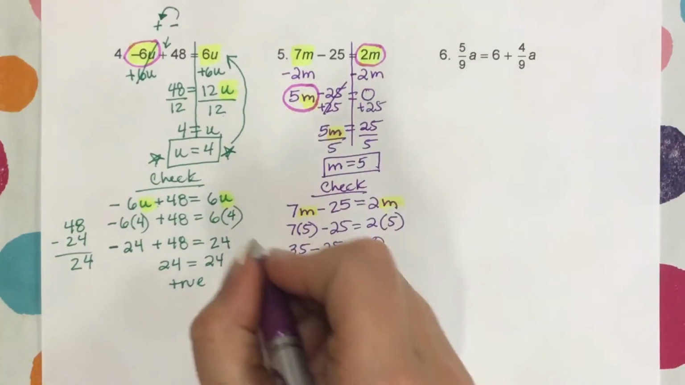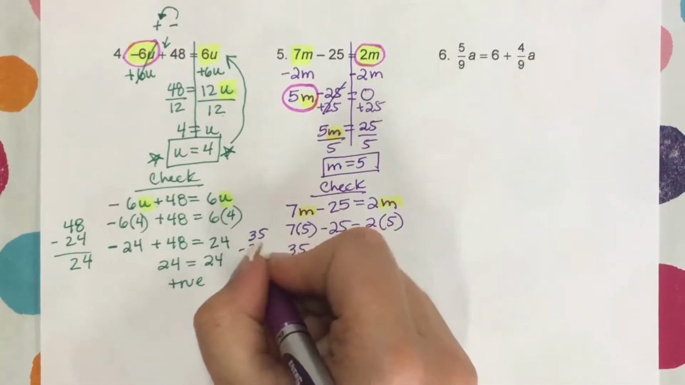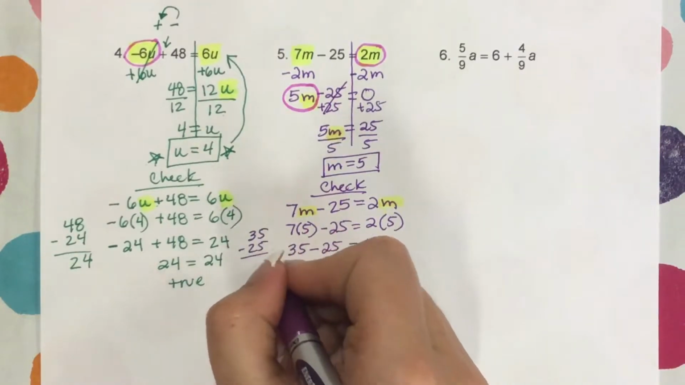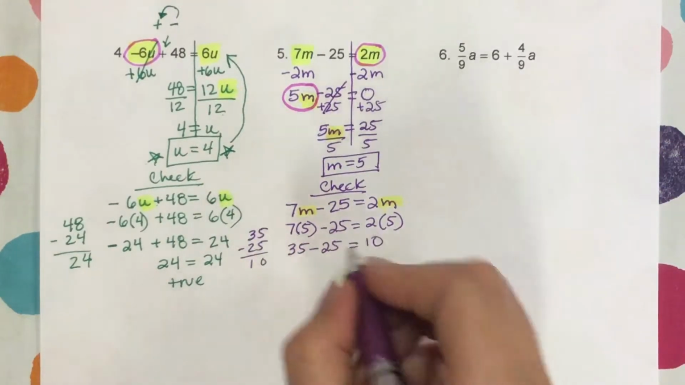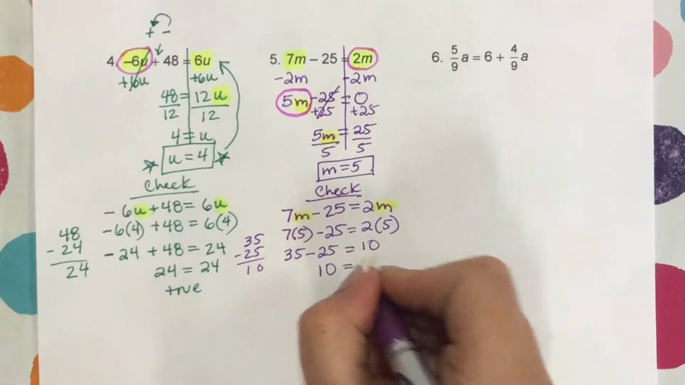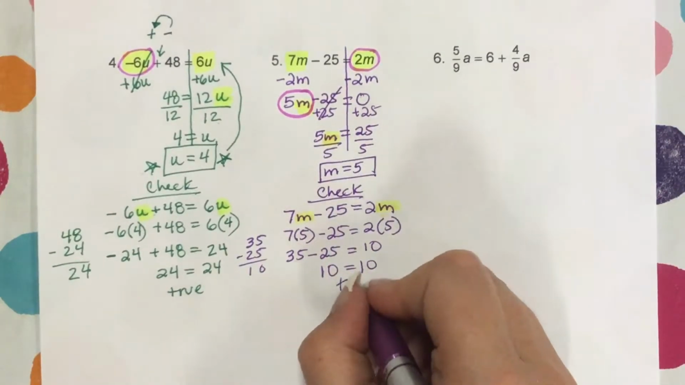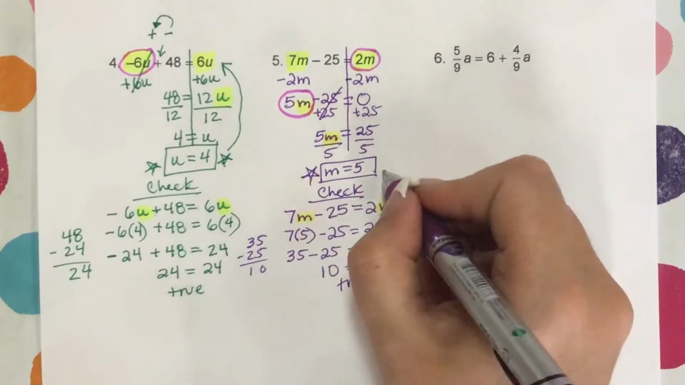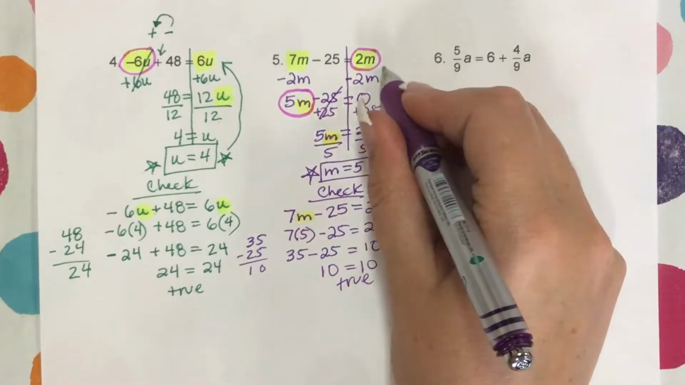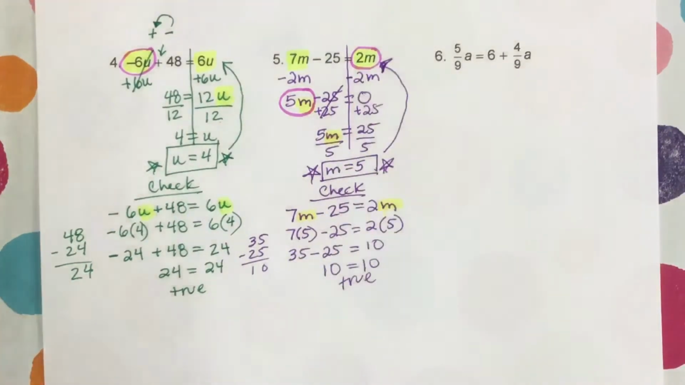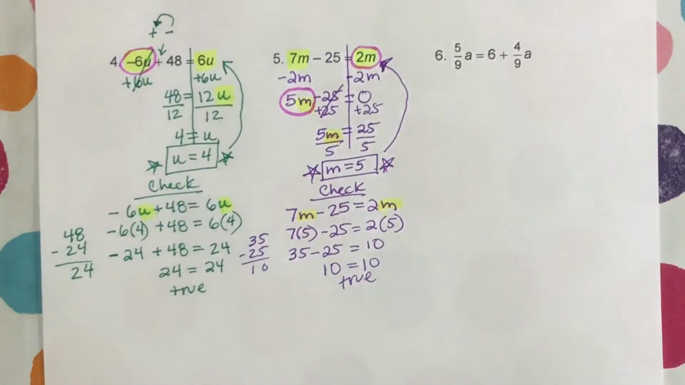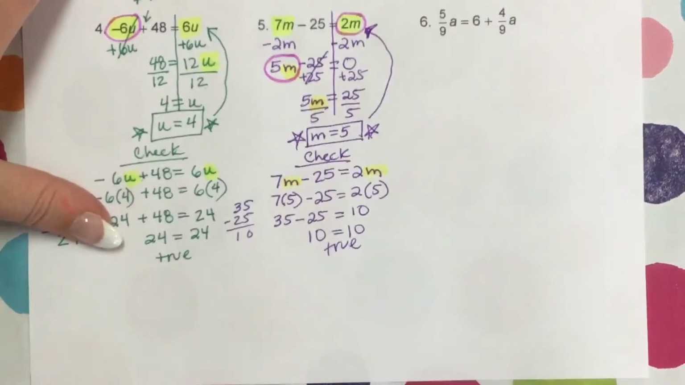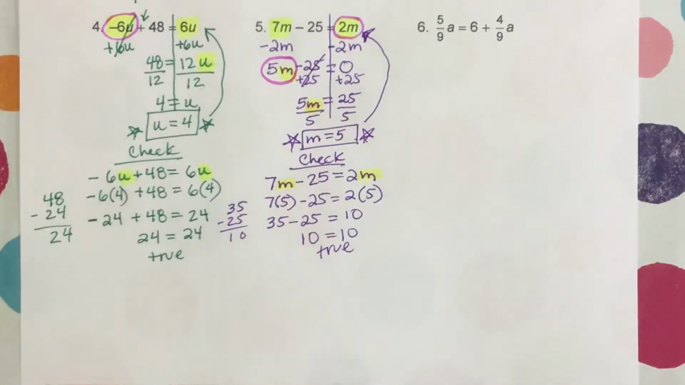35 minus 25. Well, if I do that on the side, 35 minus 25, 5 take away 5 is 0. 3 take away 2 is 1. That is 10 equaling 10, which is a true statement, which means that my answer right here, m equals 5, is the solution to the original equation. So if you got that right, great job. Okay, on to problem number 6.